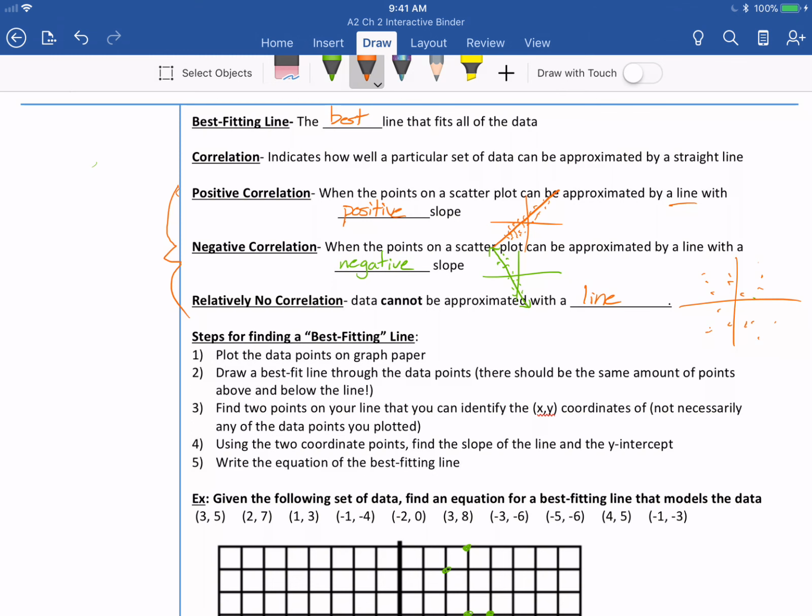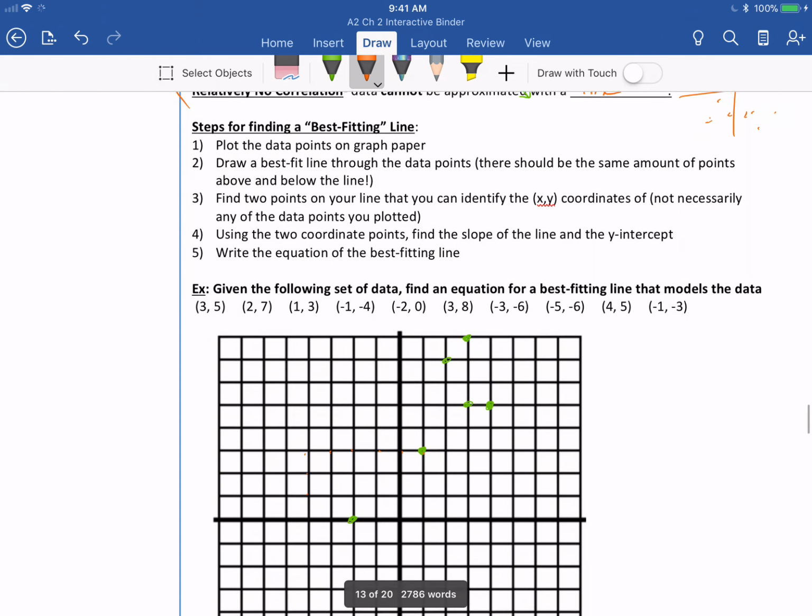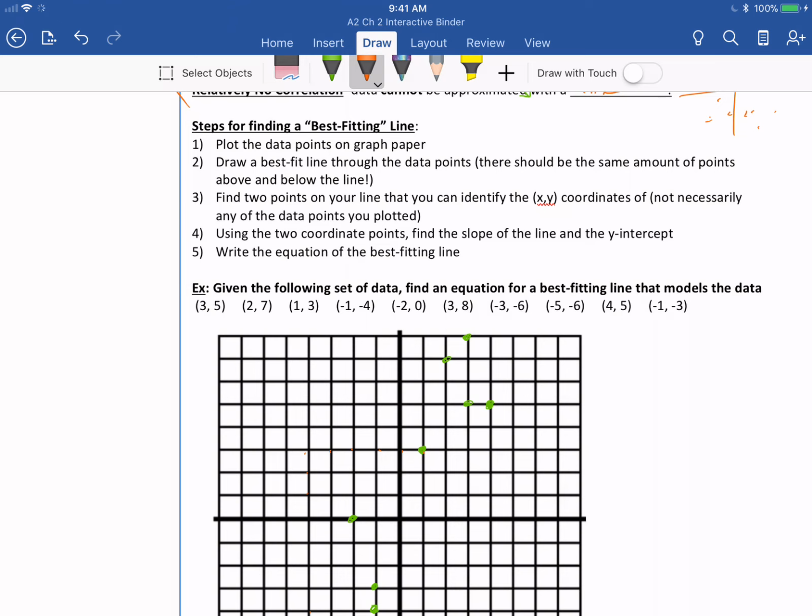Moving on to the example, we're going to write an equation for the best fit line. I'm going to give you some data, and you have to put in a straight line that has the same amount of points above and below that line. Once you find that line, we're going to find 2 points on that line to help us write an equation for it, like we did in section 2.4. We got really good at that in section 2.4, so this section isn't a whole lot new.